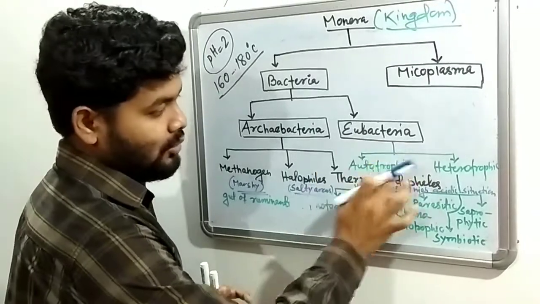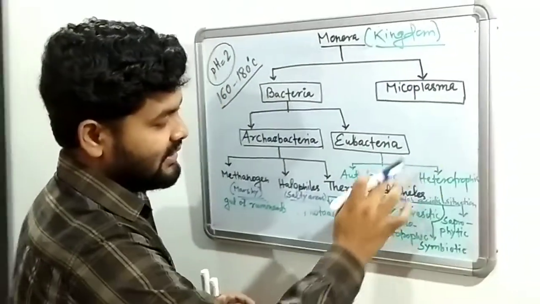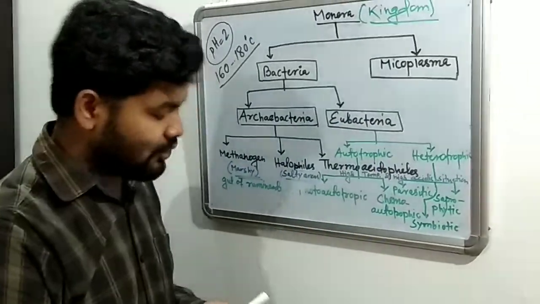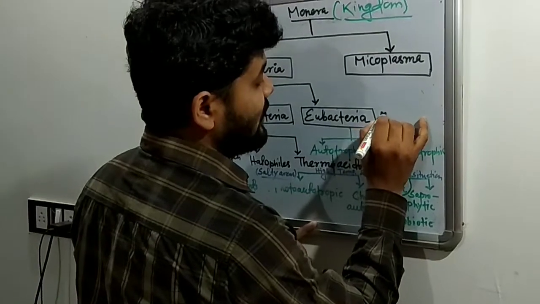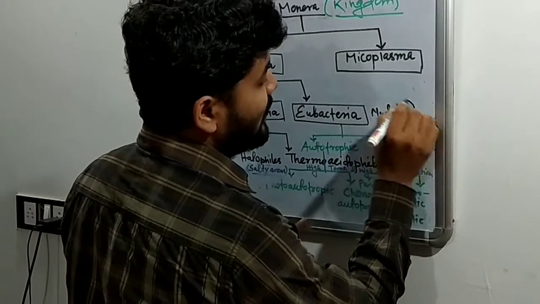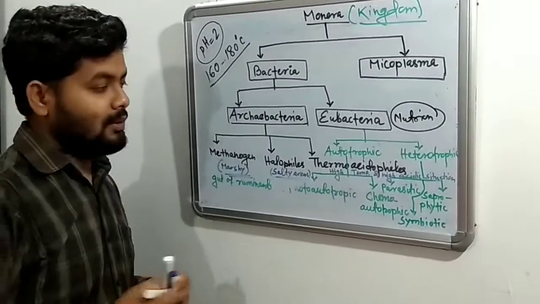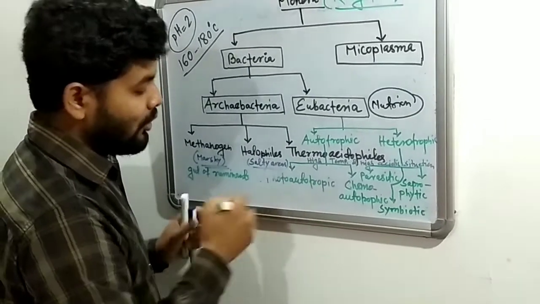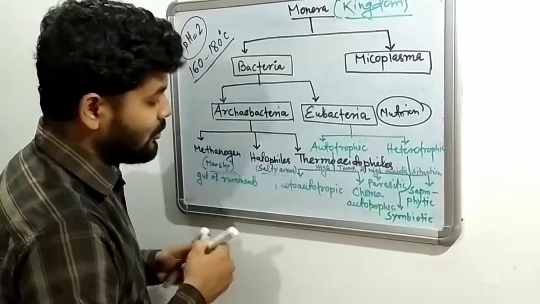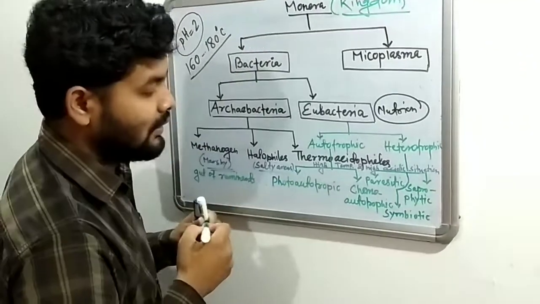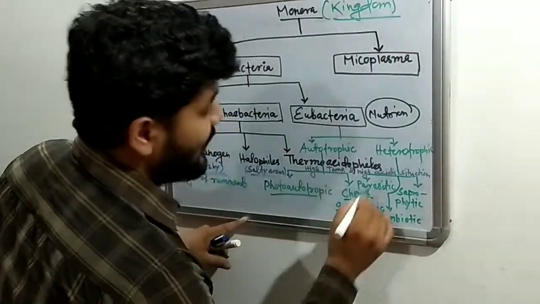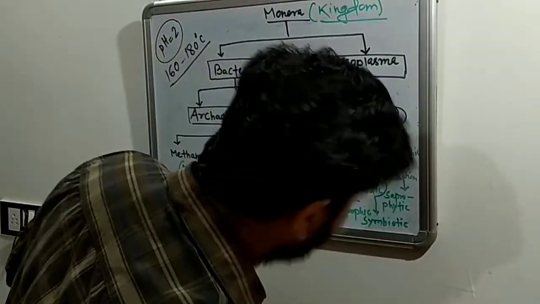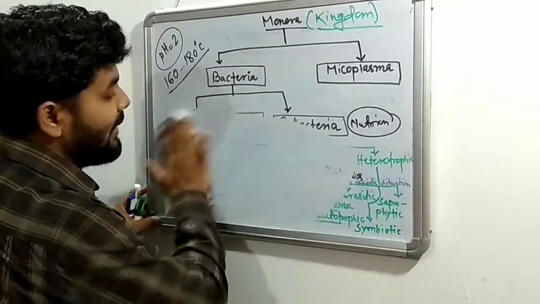Autotrophic means they can prepare their own food. Heterotrophic means they cannot prepare their own food. That means this classification of eubacteria depends totally on nutrition. Autotrophic bacteria are again divided into photoautotrophic bacteria and chemoautotrophic bacteria. And heterotrophic bacteria include parasitic, saprophytic, and symbiotic bacteria. So this is all. Now we will talk about the general characteristics of bacteria.